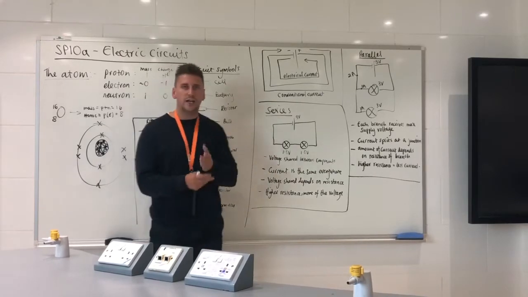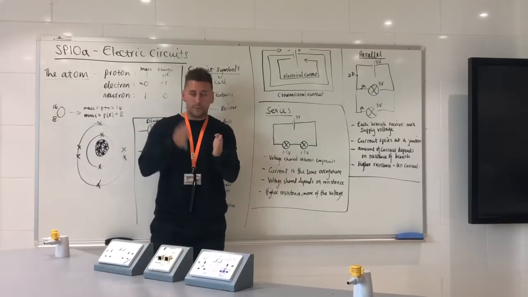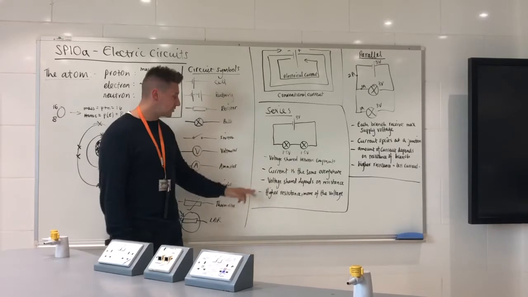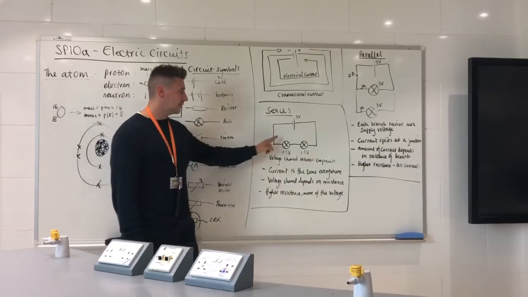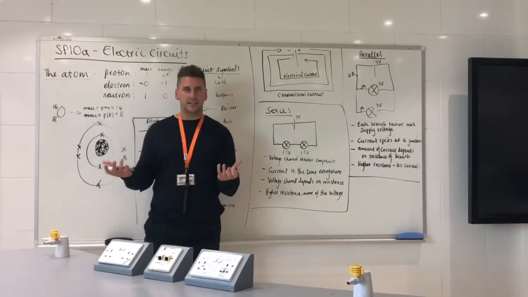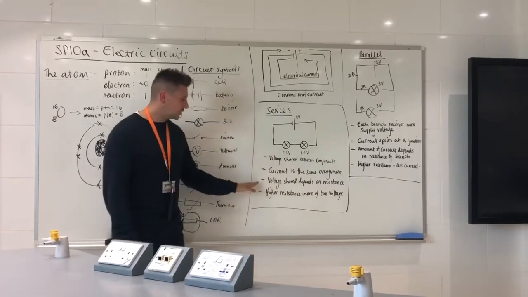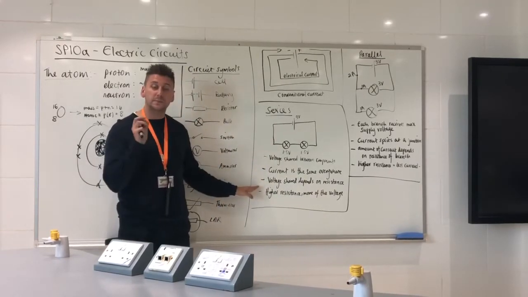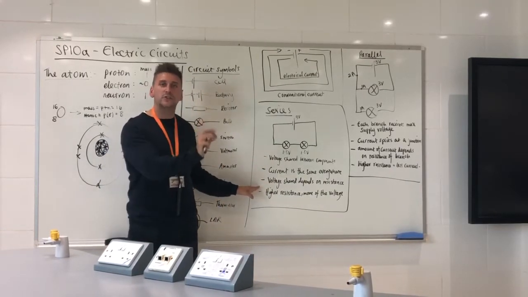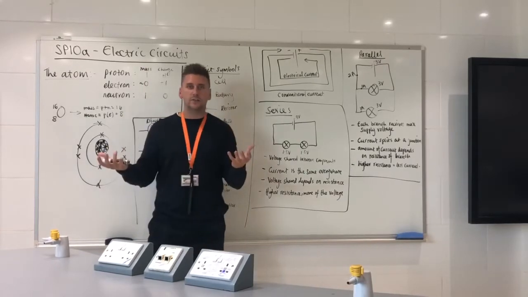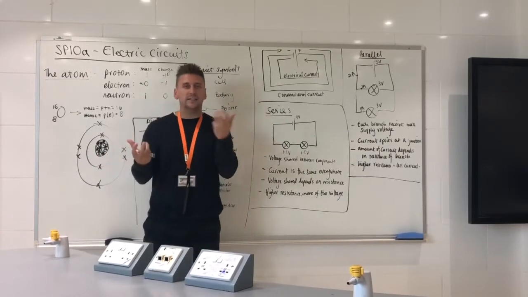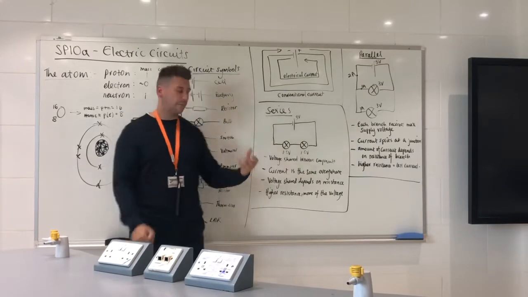This voltage is shared 50-50, so 1.5, 1.5, because the resistance of these 2 components is identical. So the voltage shared in a series circuit depends specifically on the resistance of each component. If they're identical components, they get exactly the same share from the supply.